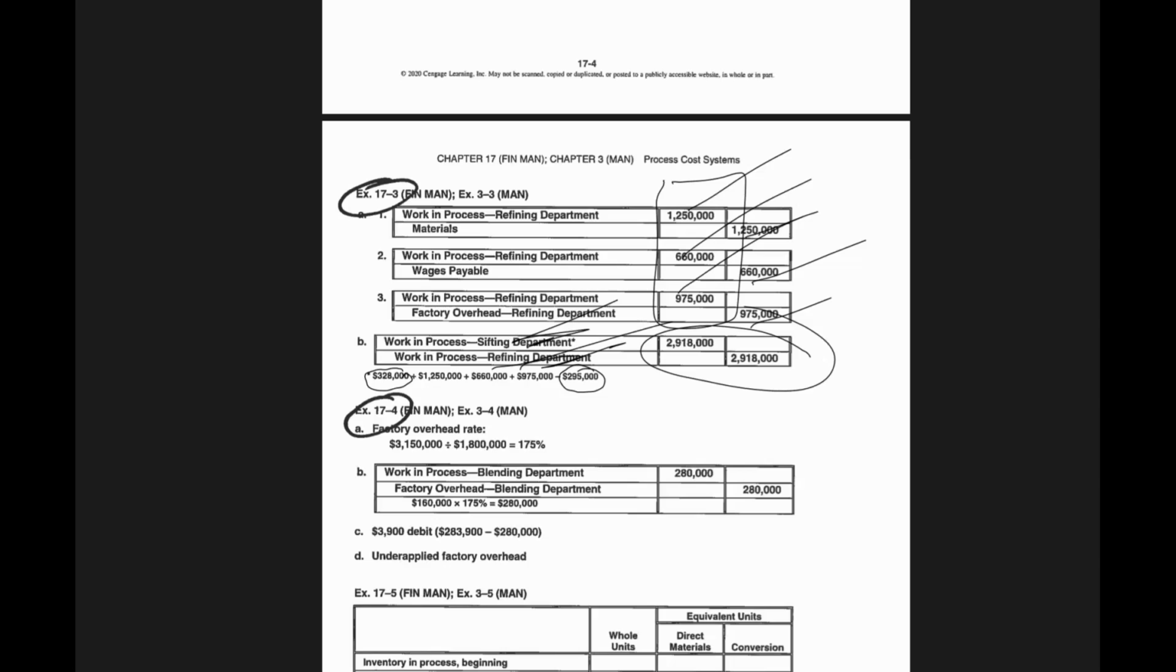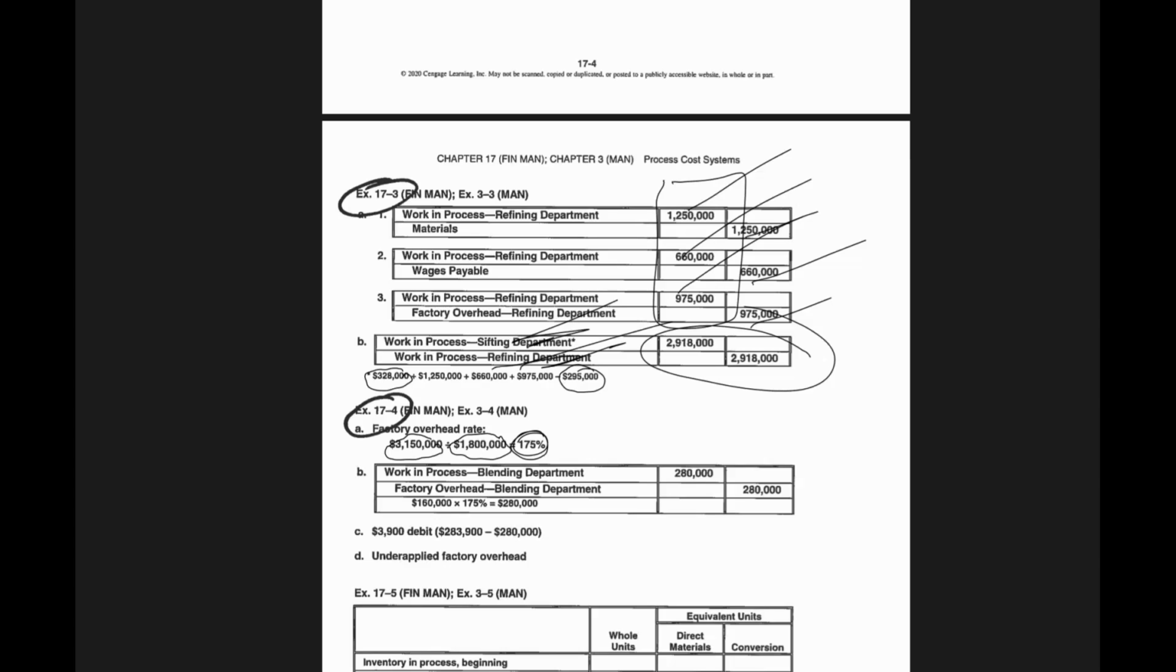Number four, the cost accountant estimated total factory overhead cost for the blending is $3,150,000. Total direct labor cost $1.8 million. During February, the actual direct labor was $160,000. The actual factory overhead was $283,900. What is the predetermined factory overhead rate based on direct labor cost? Well, here's our overhead number. The total direct labor is estimated to be $1.8 million. So our rate is 175%.